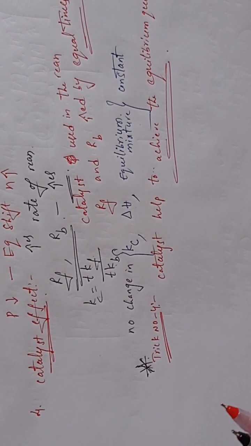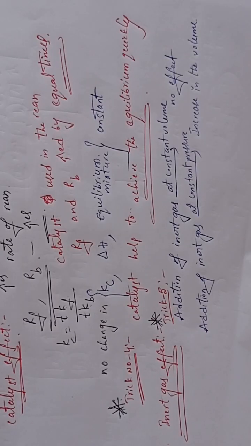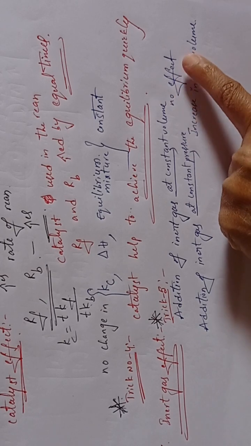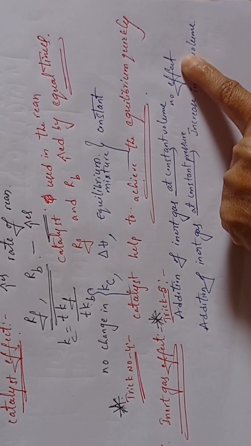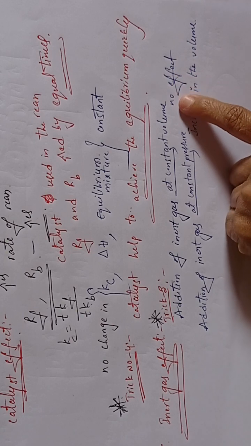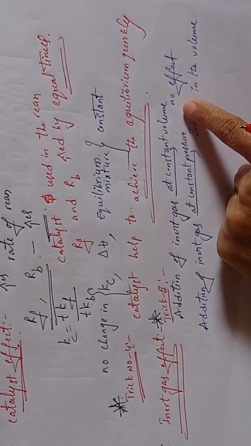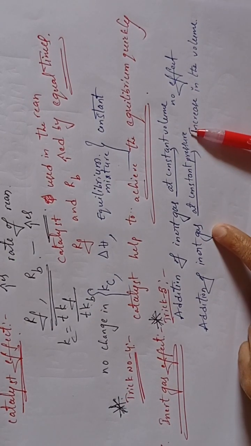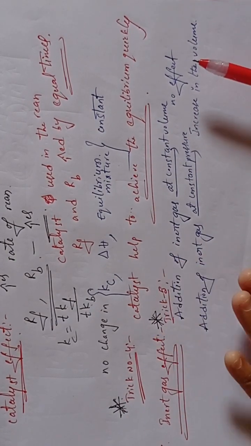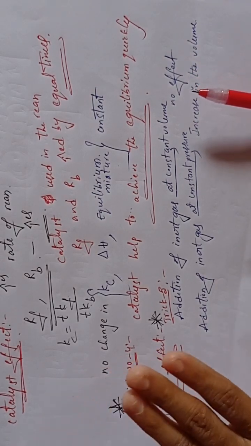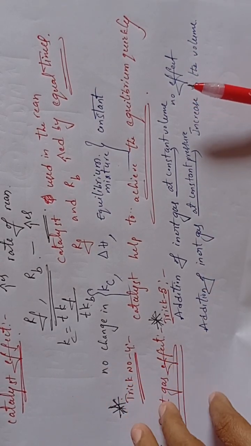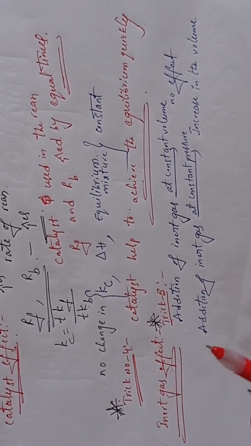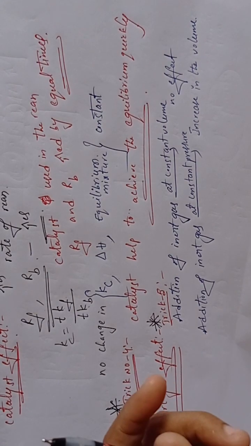Okay, so the last one is inert gas. Trick number 5, inert gas effect. Addition of inert gas at constant volume has no effect. So there is no change in the equilibrium position, students, which means no effect on the equilibrium state. Addition of inert gas at constant pressure increases the volume. This is trick number 5. Now, total 5 tricks I discussed with students. You have to practice these 5 tricks, then very easily you can answer any MCQs of Le Chatelier's principle, students.